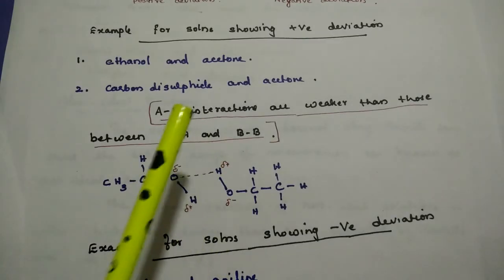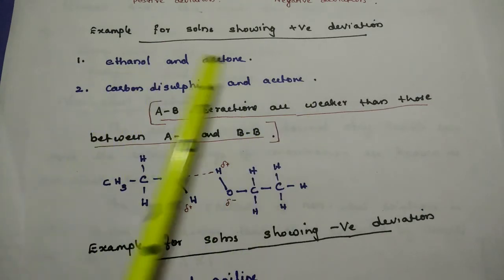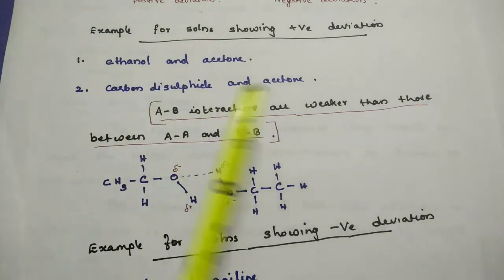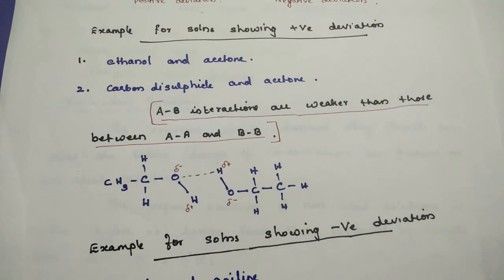Example 4, solutions showing positive deviations. First one, ethanol and acetone. Second one, carbon disulfide and acetone. In the case of positive deviation from Raoult's law, AB interactions are weaker than those between AA and BB interactions.